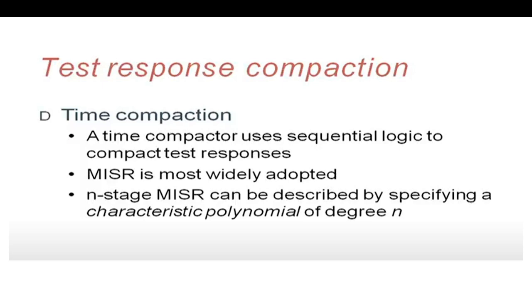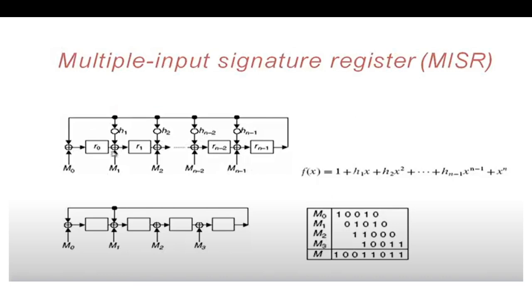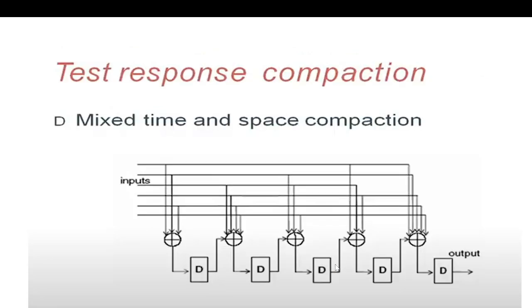Time compaction. A time compactor uses sequential logic to compact. Why sequential? Because it is with respect to time, and only sequential logic has memory. So the MISR is widely used. This is the multiple input signature register, and it is used for time compaction.